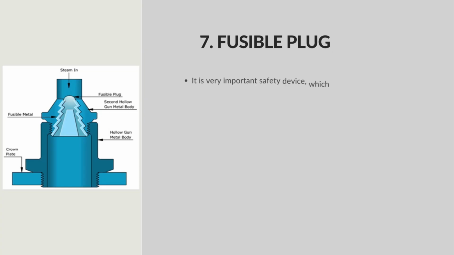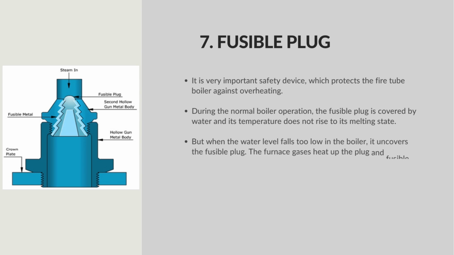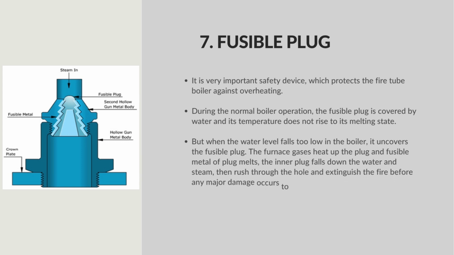Seventh is fusible plug. It is located just above the furnace in the boiler. It consists of a gunmetal plug fixed in a gunmetal body with fusible molten metal. It is a very important safety device which protects the fire tube boiler against overheating.